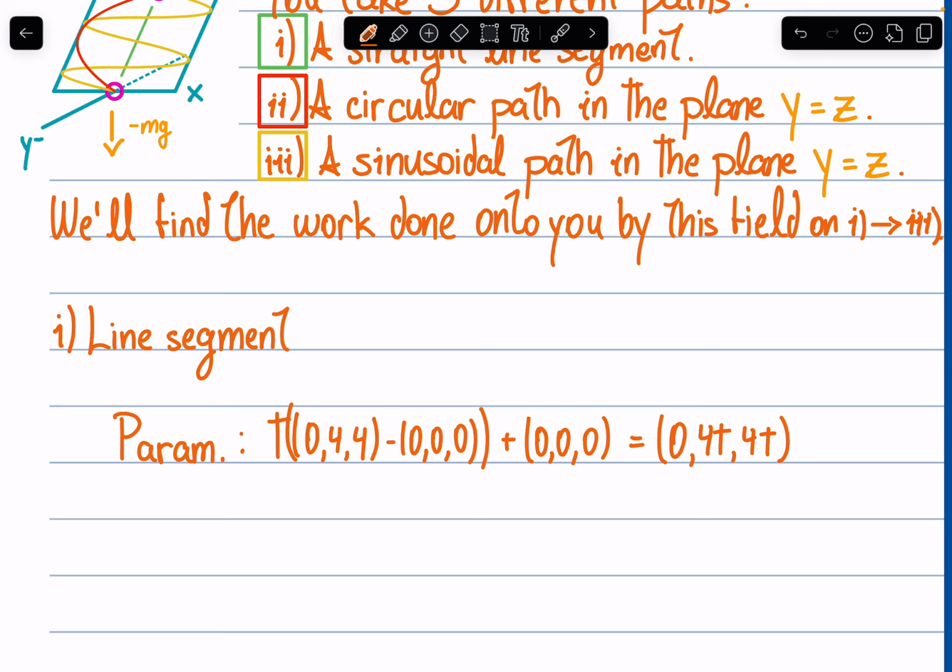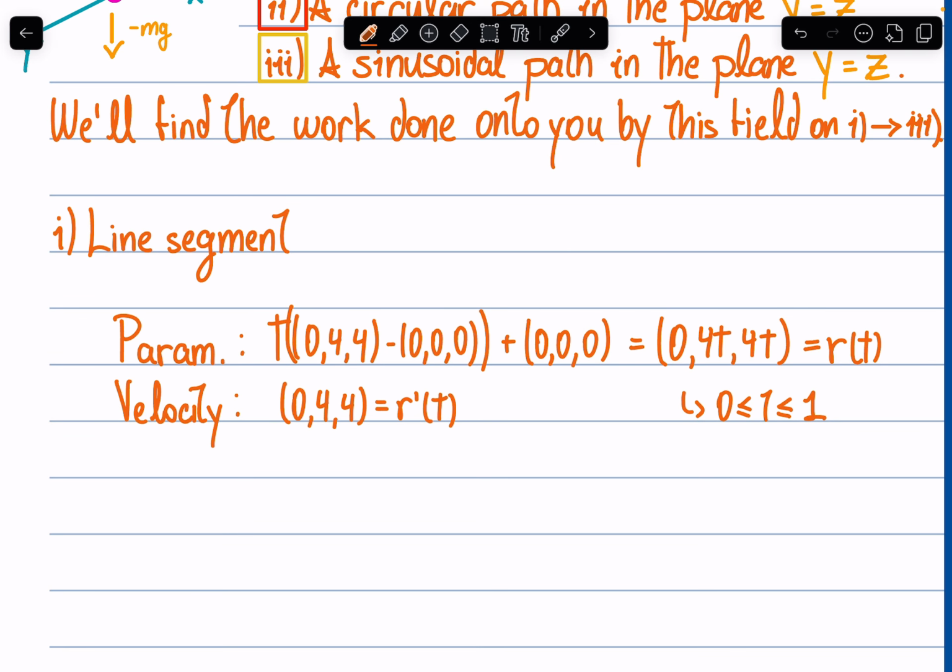The velocity vector is (0, 4, 4), the derivative. This over here we will denote r of t, and this is r prime. In this path, t will range from 0 to 1. Now we should evaluate F at the parametrization. However, F is constant, so we are just left with (0, 0, -mg).